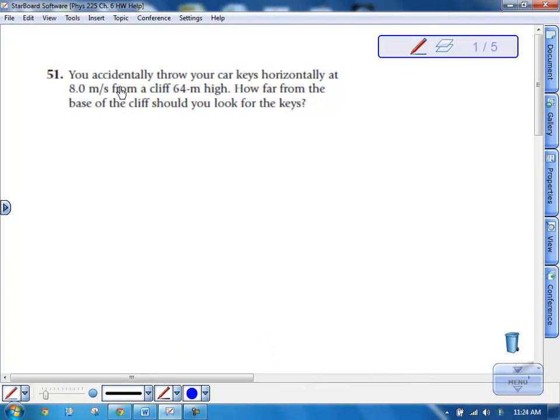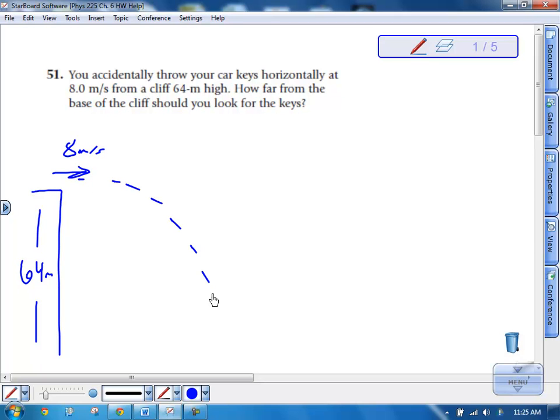All right, sorry, I did 59 first, but we'll go to 51 now. It says you accidentally throw car keys horizontally at 8 meters per second from a cliff that's 64 meters high. So you've got this cliff that's 64 meters high, and you're going to throw some keys at 8 meters per second off. And the question is, how far from the base of the cliff do the keys go?